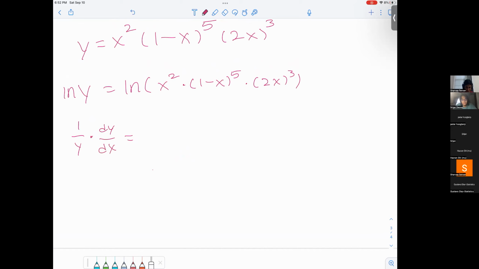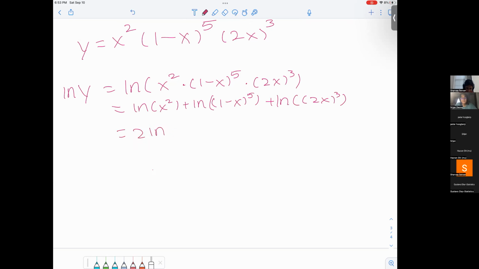is equal to the derivative of ln of x squared. So we want the derivative of this all. So we can first simplify down ln of y as ln of x squared plus ln of 1 minus x all to the fifth plus ln of 2x cubed. And if we simplify this further using our exponent rules, you'll get 2 ln of x plus 5 ln of 1 minus x plus 3 ln of 2x.